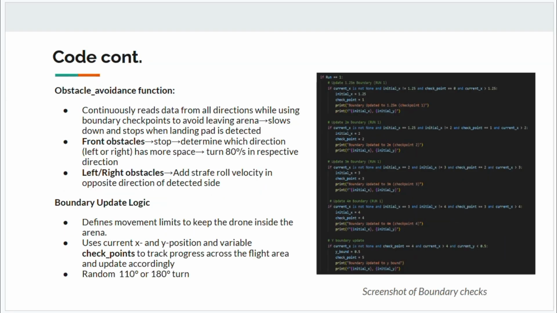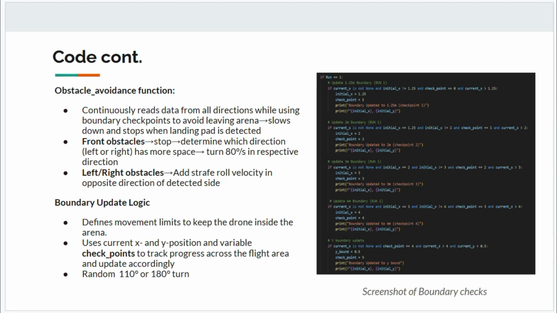Now, getting into the obstacle avoidance function, the function continuously reads data in all directions from the multi-ranger deck and uses a series of if statements to account for obstacles. For example, if the front sensor is triggered, the procedure is to stop the drone, determine which direction, left or right, has more space, and then turn at 80 degrees per second, about 90 degrees in that respective direction. If, for example, a left or right obstacle is detected, we add a roll velocity in the opposite direction to strafe past it to avoid it.